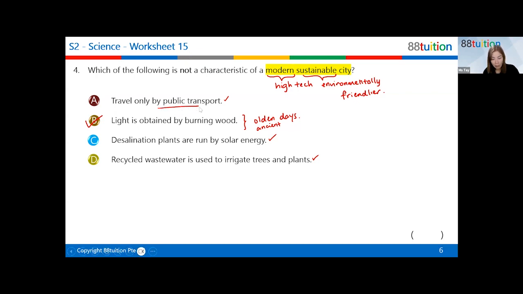Travel only by public transport. But public transport like buses also pollute the air. So how is this environmentally friendly? Okay, so you're talking about train that runs on electricity. That's possible. Okay, very good.